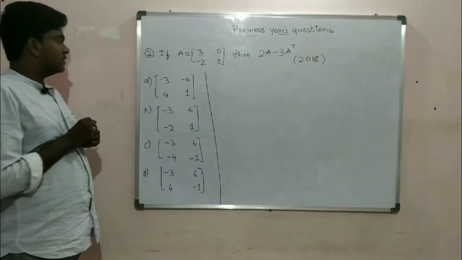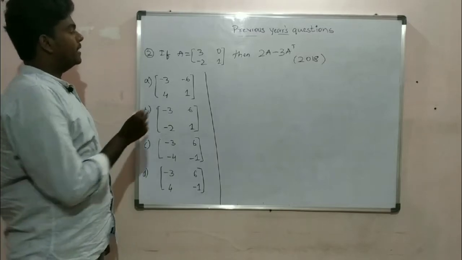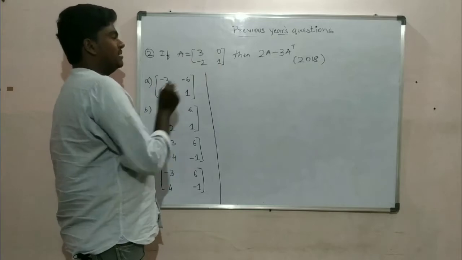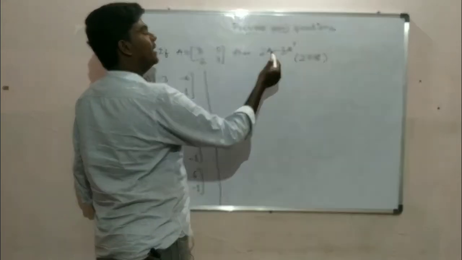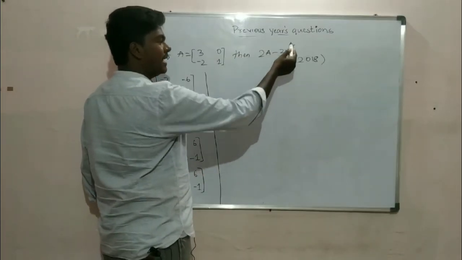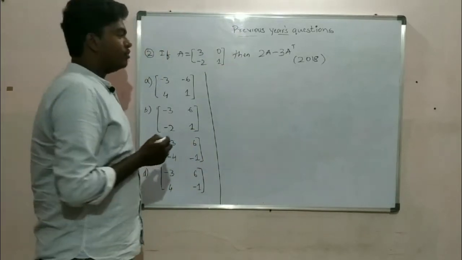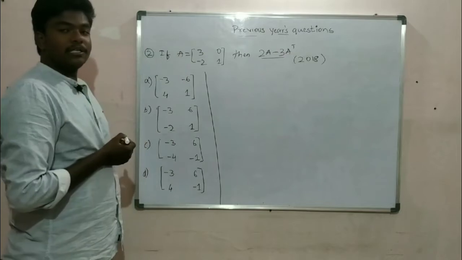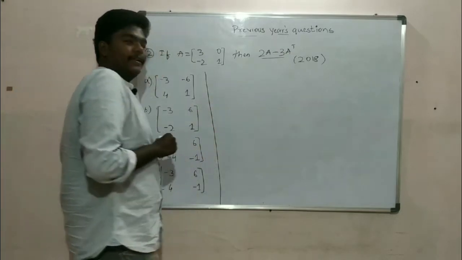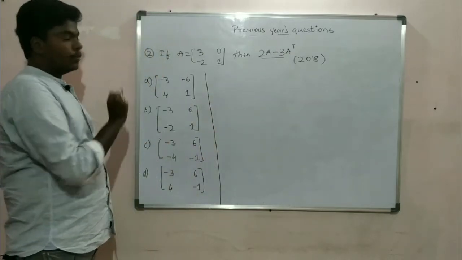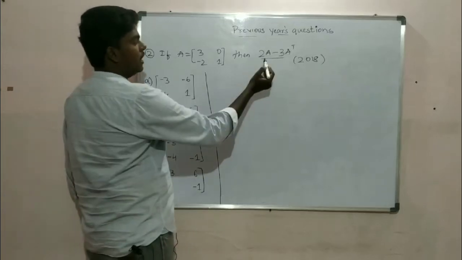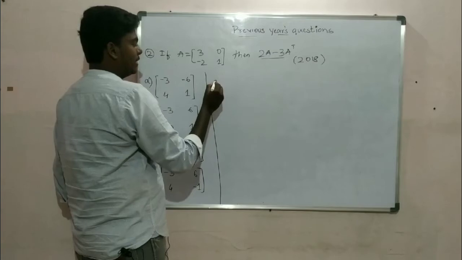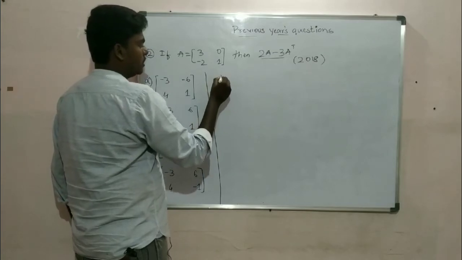Second problem: if A is equal to [3, 0; -2, 1], then 2A minus 3A transpose is? We have to find this one. This question was asked in 2018. Let's move to the problem now. Here the only change is A transpose, so we'll first write down what A transpose is.